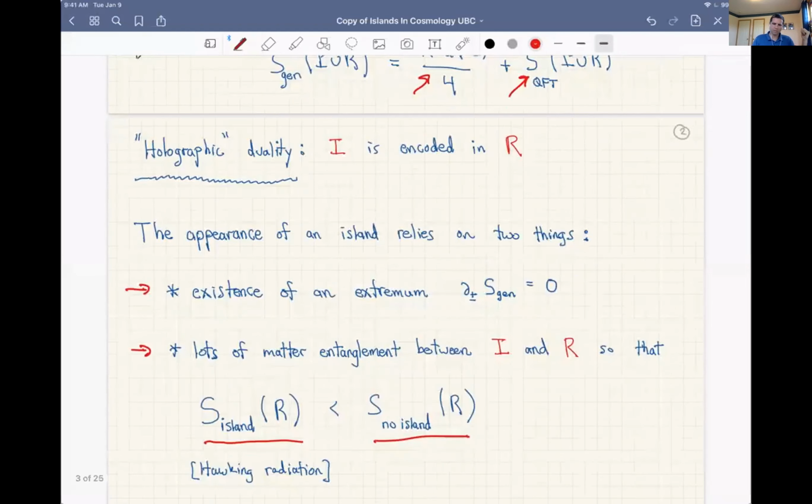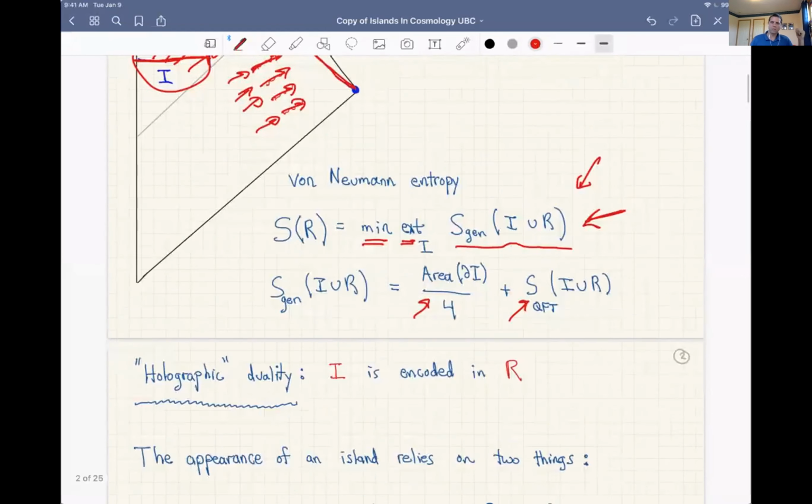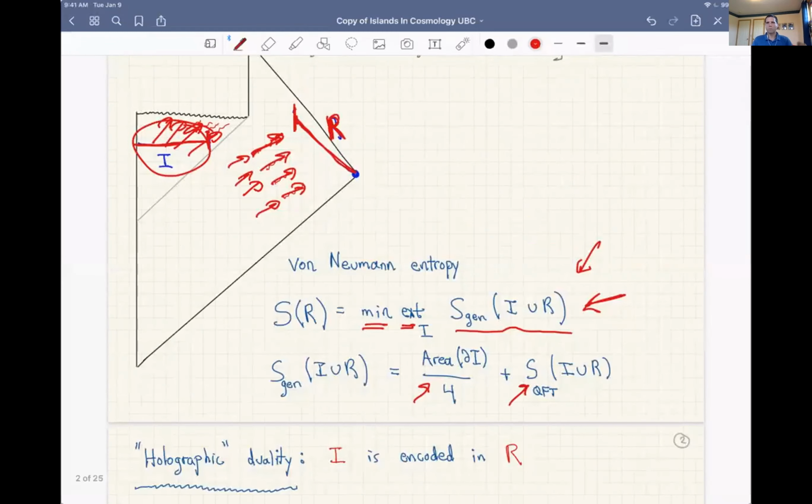In the example of the black hole, this large entanglement between region R and region I is provided by the Hawking radiation. Of course, we said the black hole is evaporating. At late times, when this island appears, it's appearing because there's a great deal of entanglement between the two regions. Why does that help? Well, as I was saying before, when we look at this generalized entropy, it doesn't count matter that's entangled between I and R, because that matter is pure from the point of view of the combined region I union R.